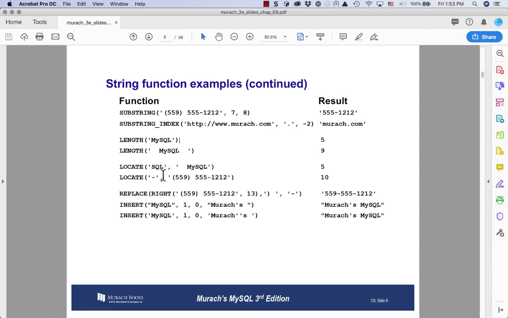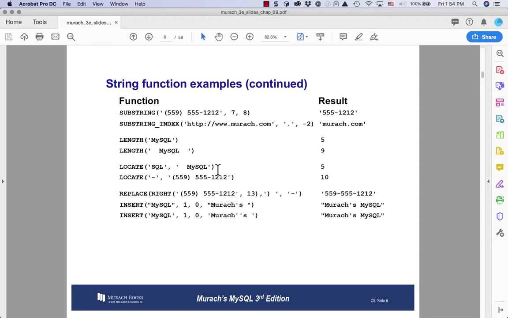Okay, let's do locate. Here with locate, we're going to locate the string SQL within a front padded MySQL. And it says that it's located at 5. So let's see where 5 is. Blank 1, blank 2, 3, 4, 5. So 5 is where the character string starts. Again, we're counting the positions in string starting with 1.